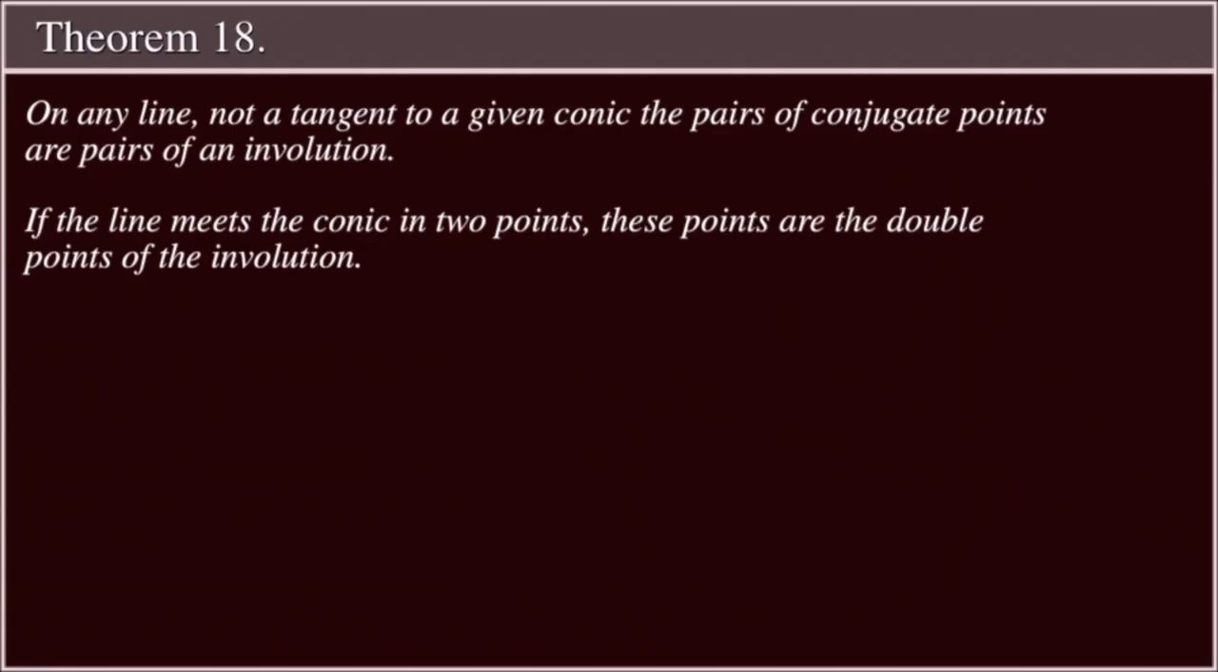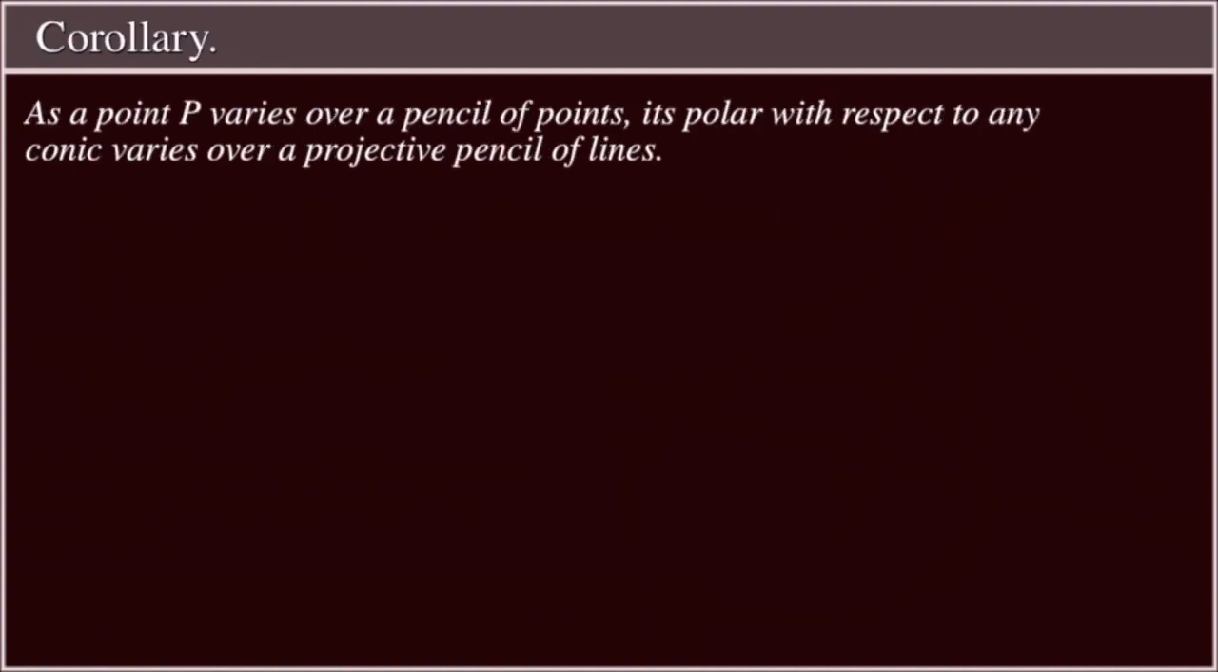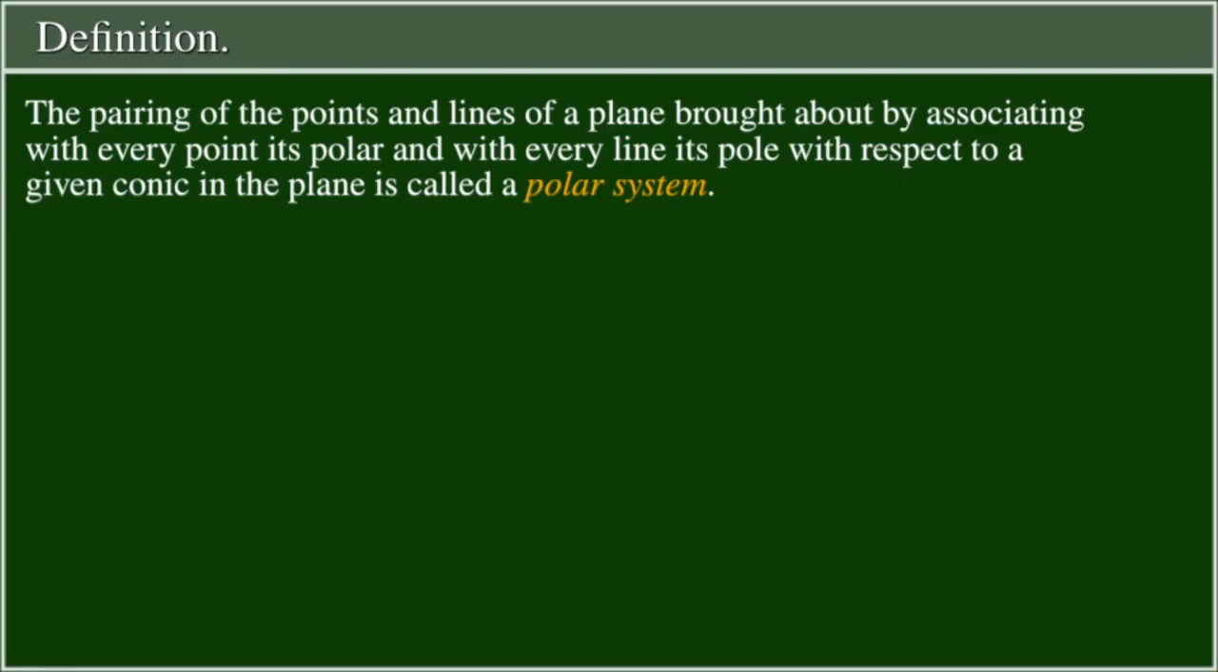The result of this discussion may then be stated as follows. Theorem 18. On any line not a tangent to a given conic, the pairs of conjugate points are pairs of an involution. If the line meets the conic in 2 points, these points are the double points of the involution. Corollary. As a point P varies over a pencil of points, its polar with respect to any conic varies over a projective pencil of lines. Definition. The pairing of points and lines of a plane, brought about by associating with every point its polar and with every line its pole with respect to a given conic in the plane, is called a polar system.